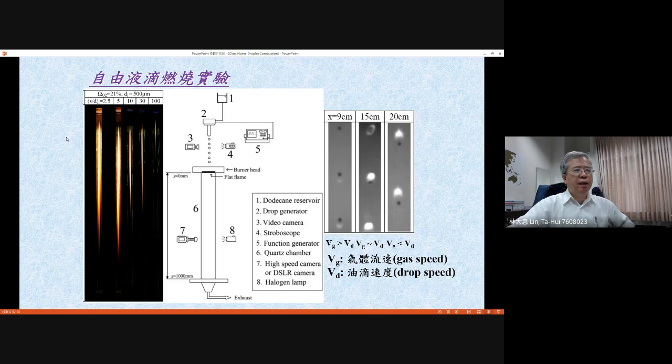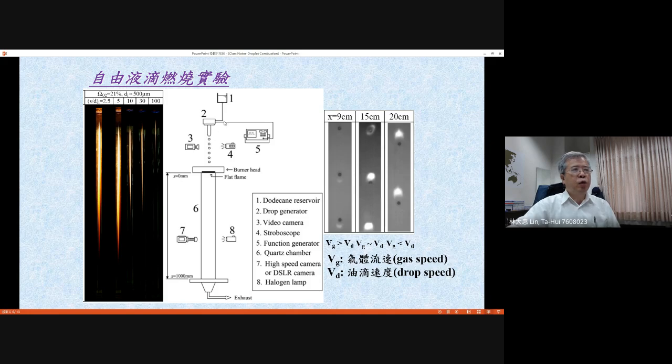I forgot what kind of fuel we used, but anyway, think of it as a pure liquid fuel, and we control the environment oxygen concentration equal to 21%. The initial droplet size before entering the combustion chamber is around 500 micron, and we try to change the separation distance between droplets.